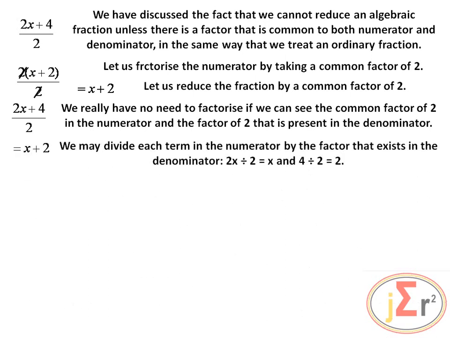So if that is so, then we may reduce by the common factor of 2 in this manner. We may divide each term in the numerator by the factor that exists in the denominator. If we see a common factor of 2 here, then we may just go straight ahead and say 2x divided by 2 and 4 divided by 2. So 2x divided by 2 is x, and 4 divided by 2 is 2. So 2 into 2x is x, and 2 into 4 is 2, and that's all there is to it, as long as we can see that there's a common factor. If the 2 is not common in the numerator, we could not do that.